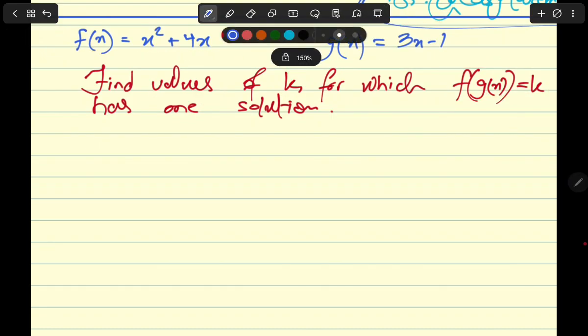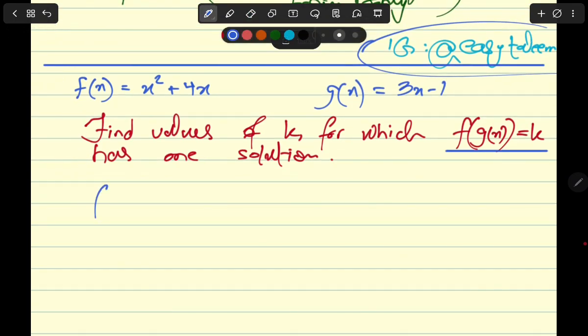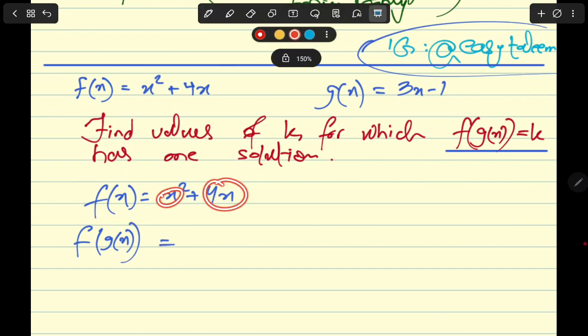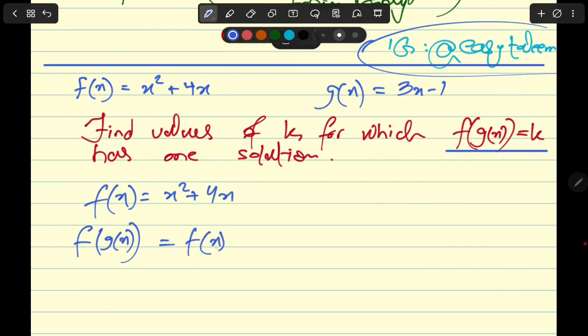Now first of all, let's set up this equation: f of g(x) is equal to k. Now f of x is nothing but x squared plus 4x. Now we have to input g(x) in this function, so make sure that you are applying it here and here both. Okay, so this is g(x) whole squared plus 4 times g(x). Now this is g of x, my bad, and this is also g of x. So now g of x is nothing but (3x minus 1) whole squared.